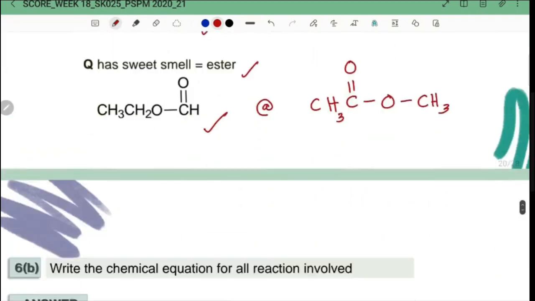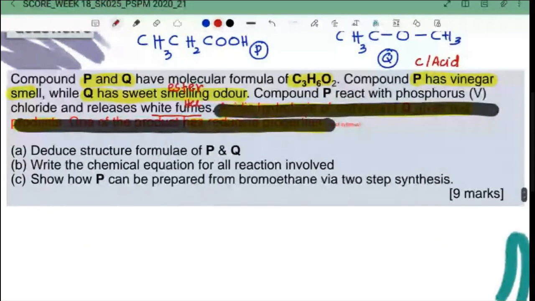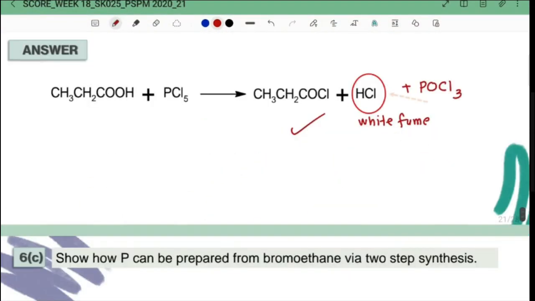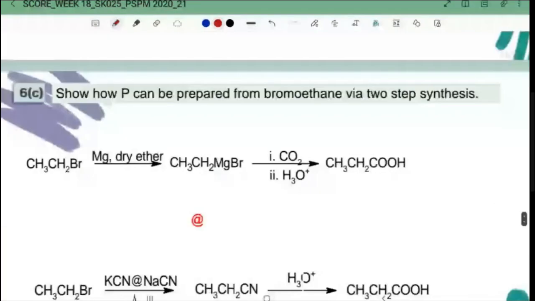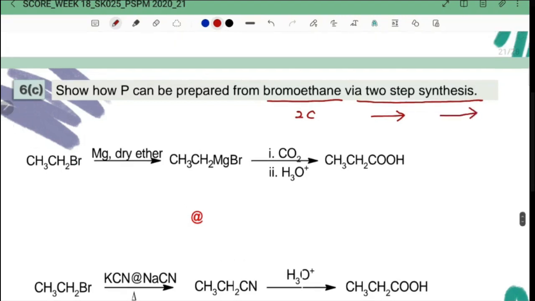1, 2, 3, 4, 5. So how many marks here? 9. Okay, and then another one is show how P can be prepared from the bromoethane. Bromoethane to P via two-step synthesis. Two-step synthesis bermaksud ada dua arrow sahaja. So dia nak P. P ada berapa carbon? P adalah 3 carbon propanoic acid.